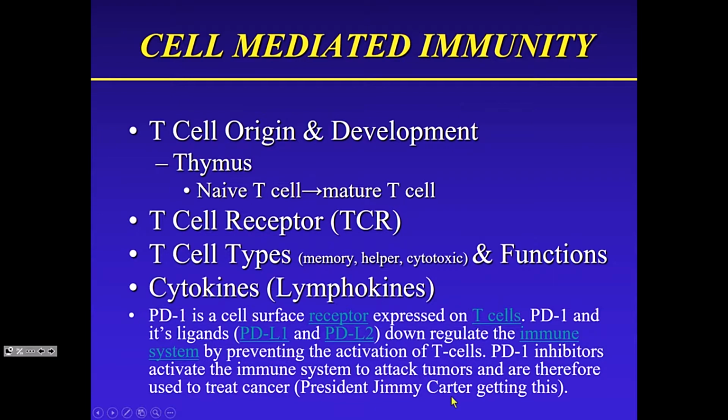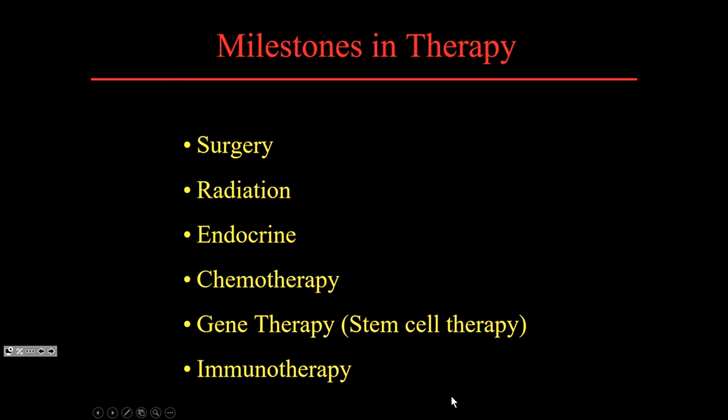Okay, so that's a little bit of information on T cells. So now let me give you a little bit of background on milestones in therapy. These are the different types of therapies, different categories of therapies that can be used to treat people, kind of in order of their development throughout the century.